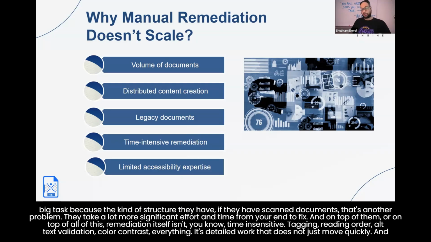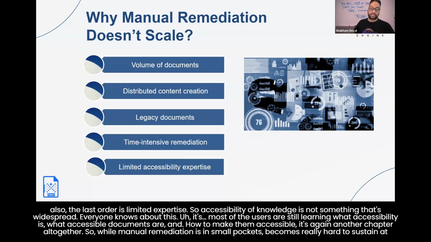And on top of all of this, remediation itself is time-intensive. Tagging, reading order, validation, color contrast, everything. It's detailed work that does not move quickly. And also, the last one is limited expertise. Accessibility knowledge is not something that's widespread. Most users are still learning what accessibility is, what accessible documents are, and how to make them accessible. That's again another chapter altogether. So while manual remediation works in small pockets, it becomes really hard to sustain at scale.